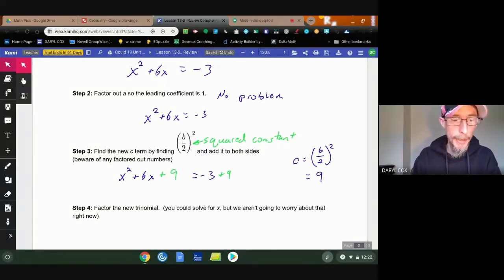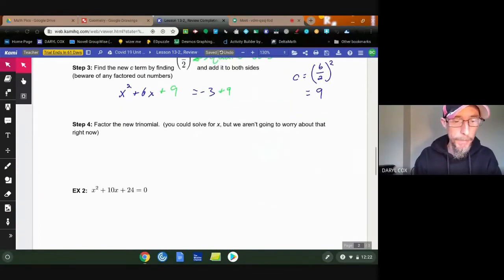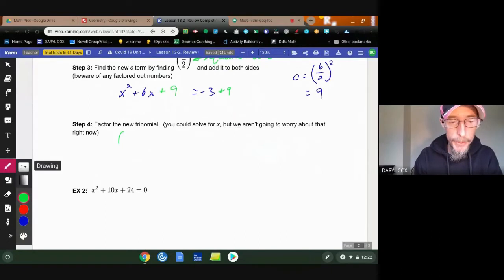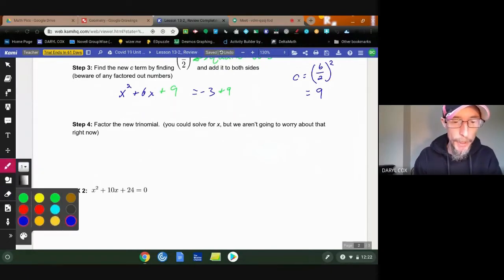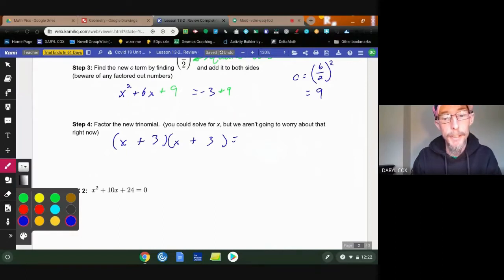We can see that if I go and factor this trinomial. So let's factor out this trinomial. If I go to factor this, let's do that in blue. If I go to factor this, that's x and x. 9, if I use 3 times 3 is 9, and positive 3 and positive 3 gives me the 6x in the middle. Oh, and this other side, well, negative 3 plus 9 is 6.